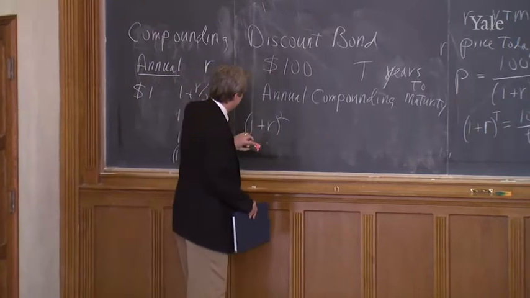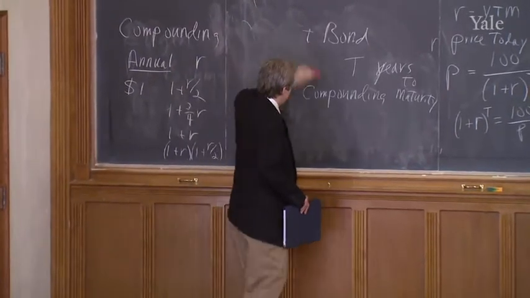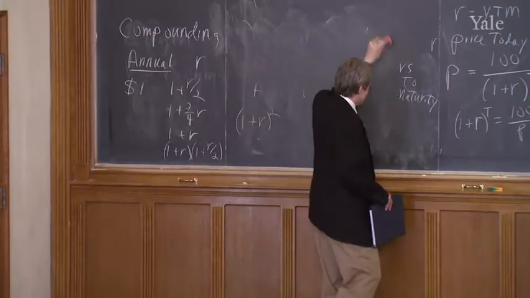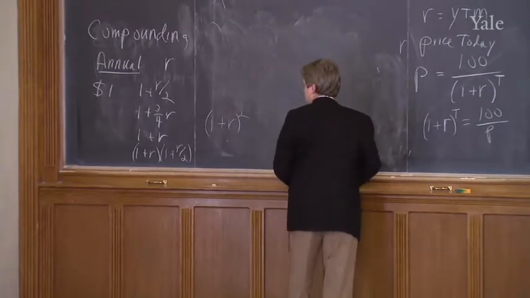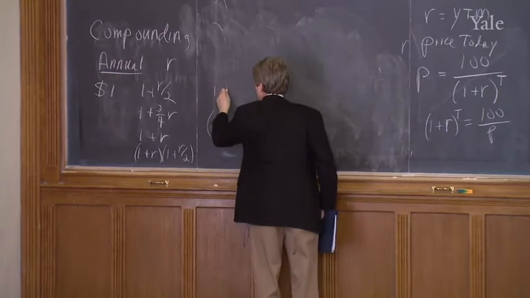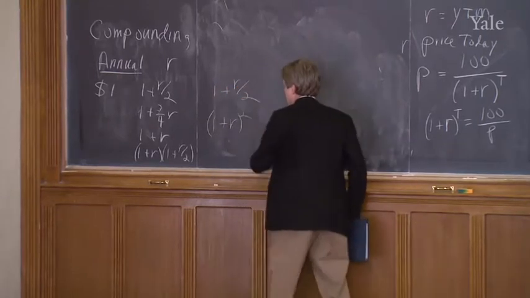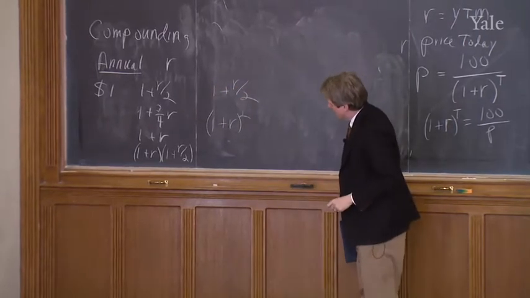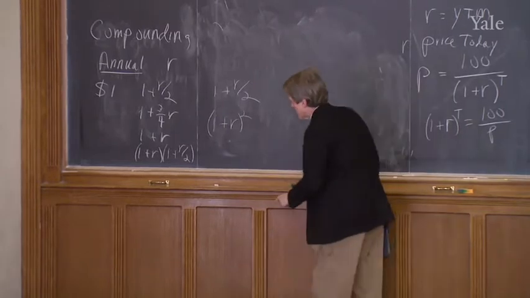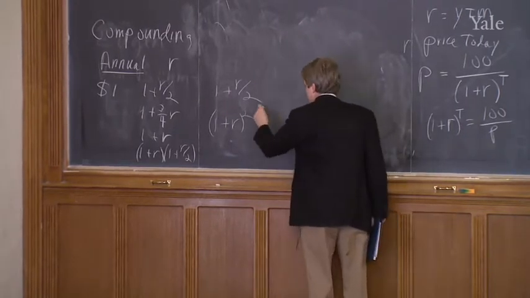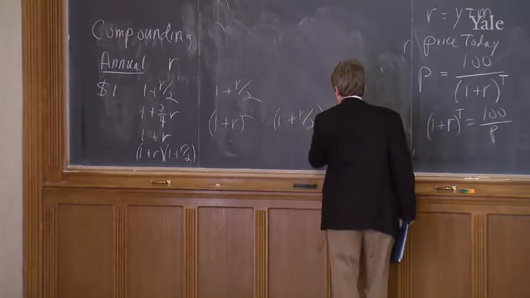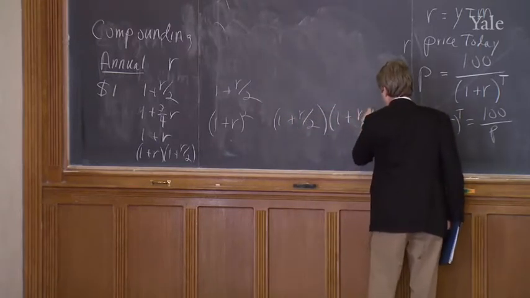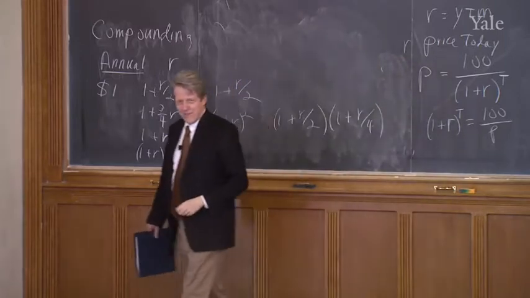They could offer you every 6-month compounding, twice a year compounding. Then here's the difference. After half a year, you'd have 1 plus R over 2 as before. But now, after 3/4 of a year, you would have instead 1 plus R over 2 times 1 plus R over 4. And so on.